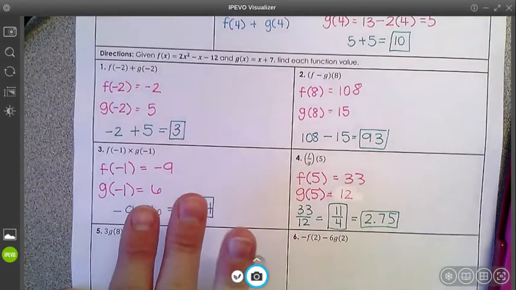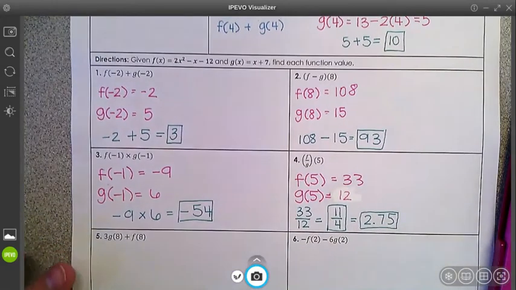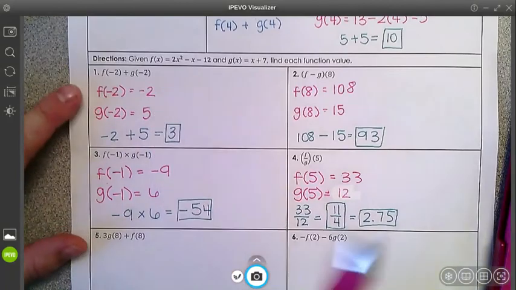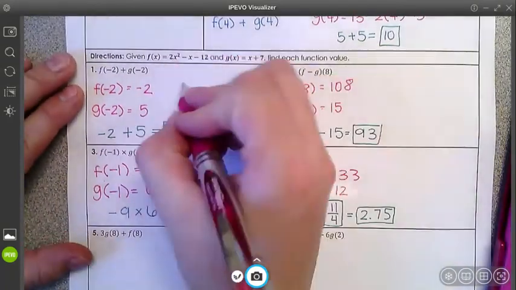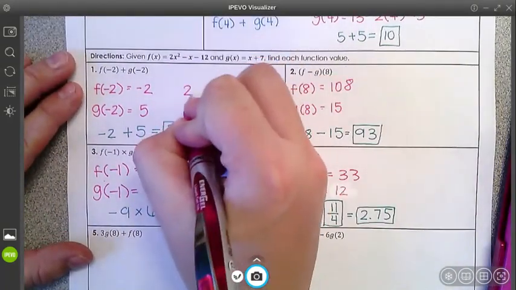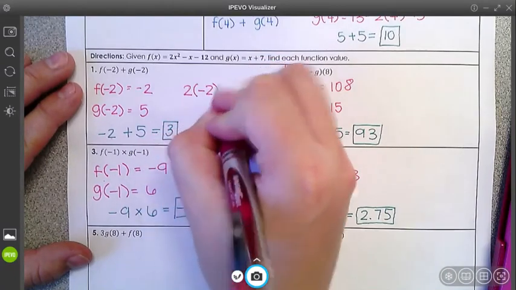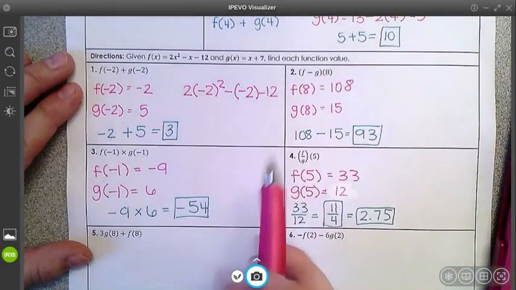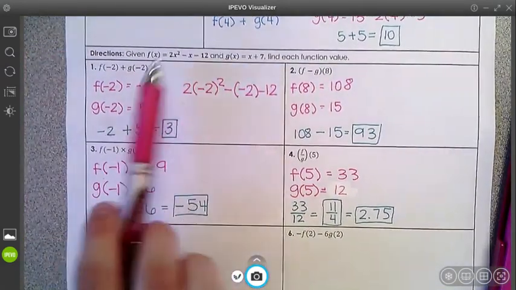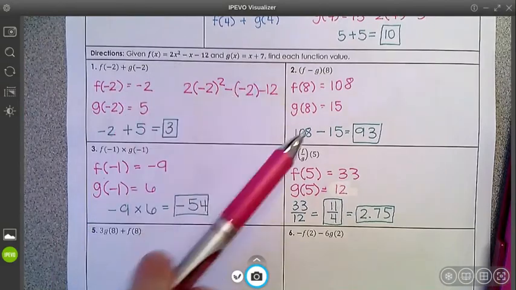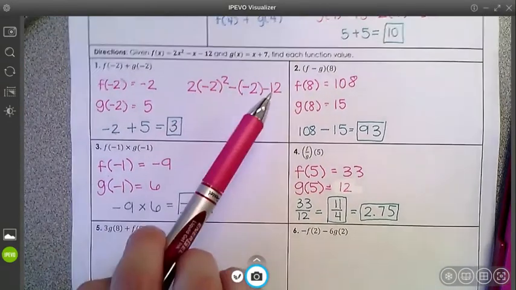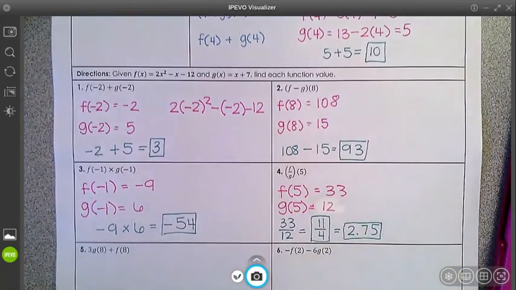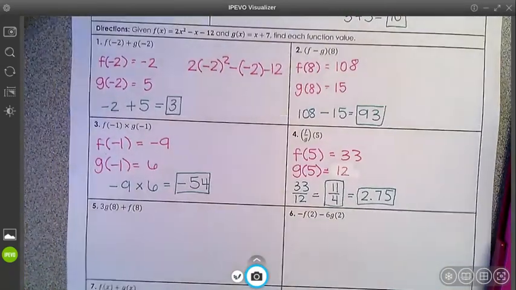And something that I haven't been doing for whatever reason was I really don't want you just to write the answer. So like back here on number 1, I really would rather you write 2 times negative 2 squared minus negative 2 minus 12. Just because that helps you get in that habit of thinking about these and remembering where these answers come from. I don't know why I didn't write that down. I did up here. Not sure why down here. All right, but we'll pick that up and do it correctly now.